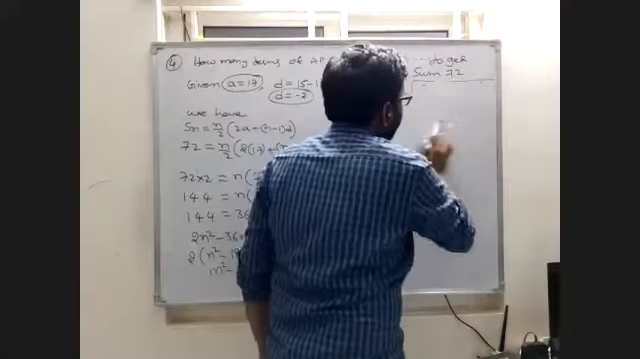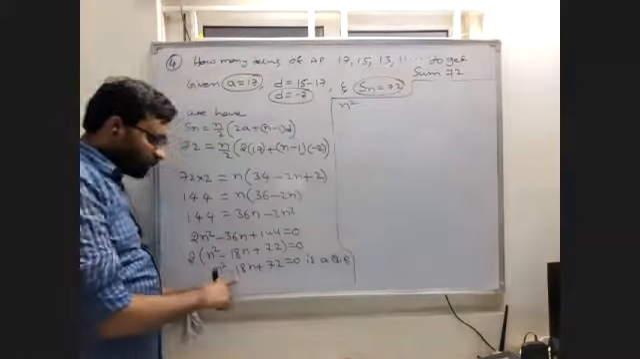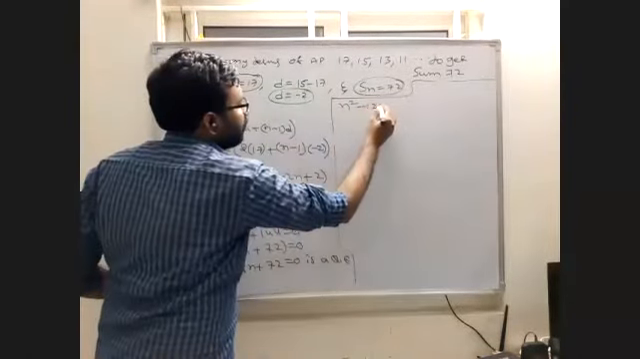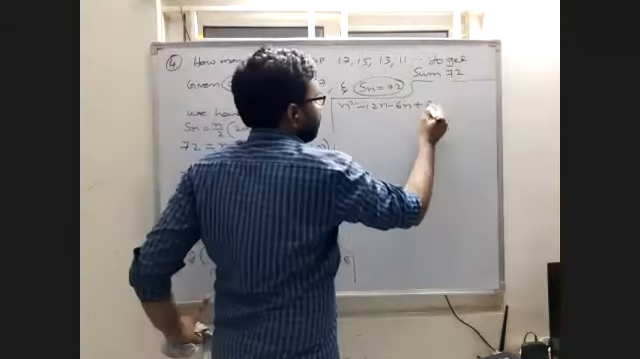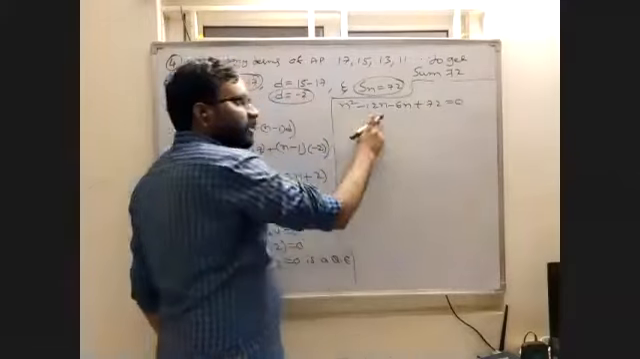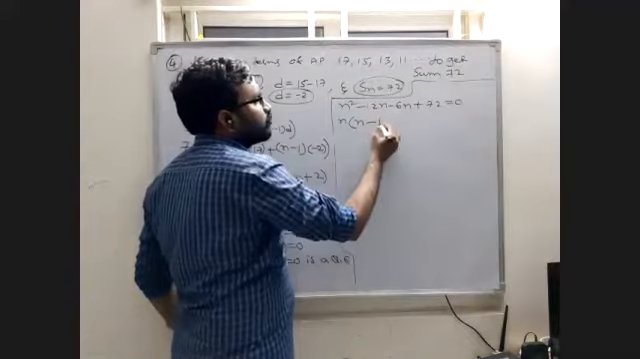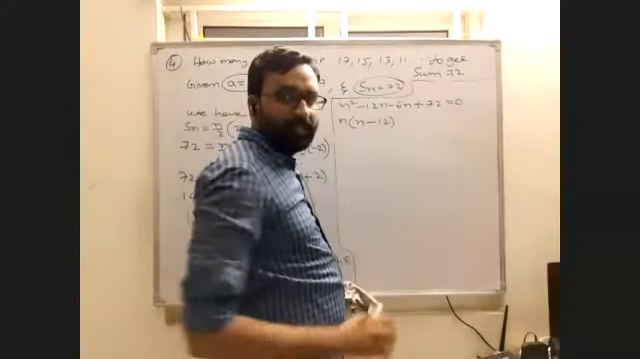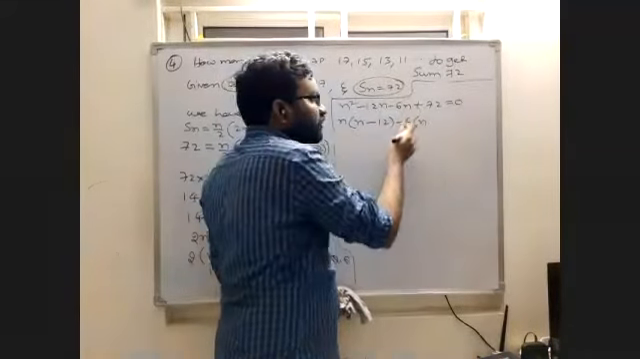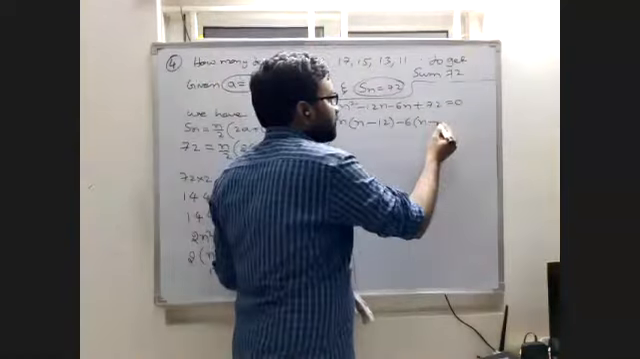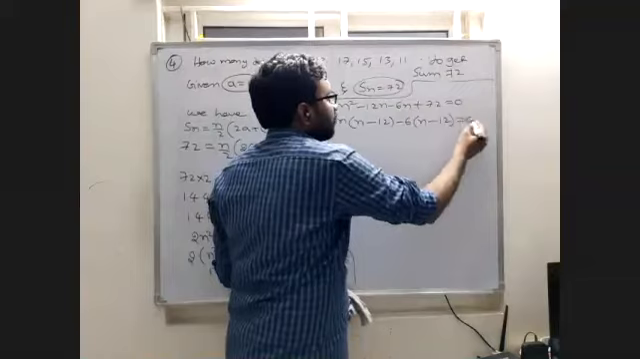So now I'm writing the quadratic equation as n square minus 12n minus 6n plus 72 is equal to 0. From these two terms we can take n common: n into (n minus 12). From these two we can take minus 6 common: minus 6 into (n minus 12), since 6 into 12 is 72. This is equal to 0.